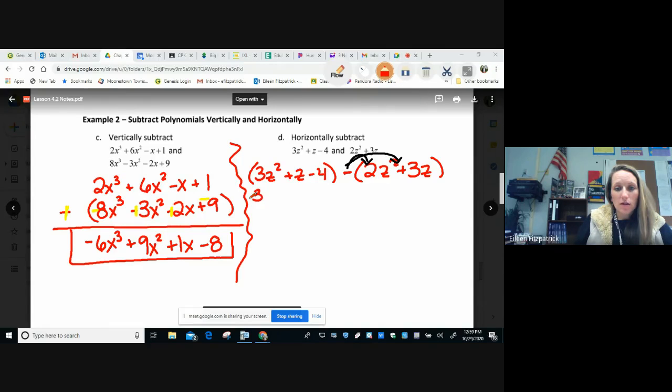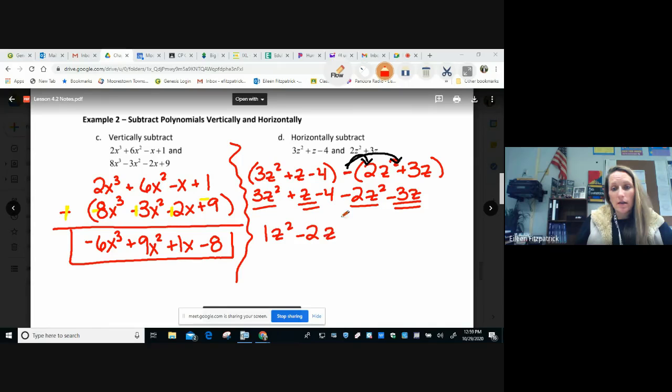So I'm going to drop the parentheses around the first polynomial, which does not change. The second polynomial becomes a negative 2z squared, and then a negative times a positive is a negative 3z. Then I go through and gather like terms. 3 minus 2 is a 1z squared. Z minus 3 is a negative 2z. And then I just have the one constant of negative 4.